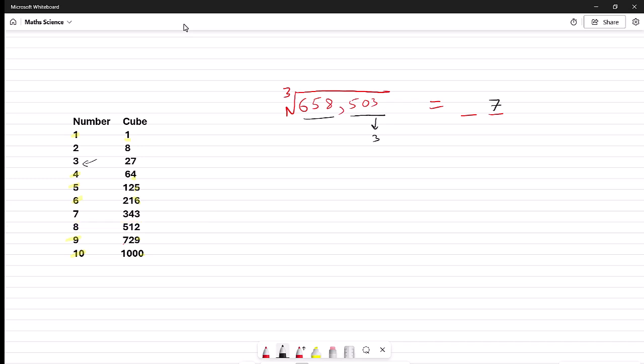And then for the other group, it's 658. 658 is between 512 and 729. So we can pick 8 or 9, and we're going to pick the smaller number. So we pick 8 and write down 8 here. As simple as that. So the cube root of 658,503 is 87. That means 87 times 87 times 87, so 87 multiplied by itself 3 times, is going to give us 658,503.